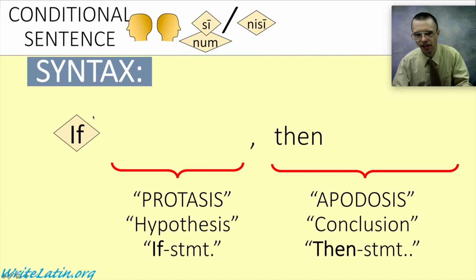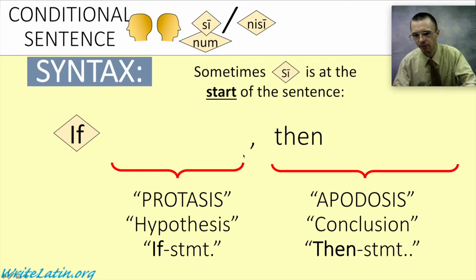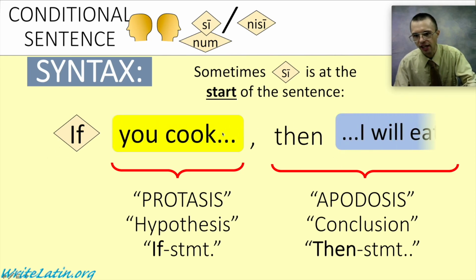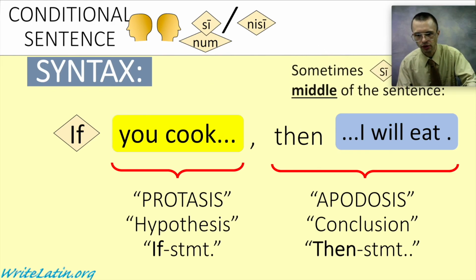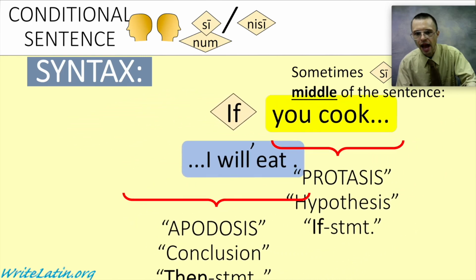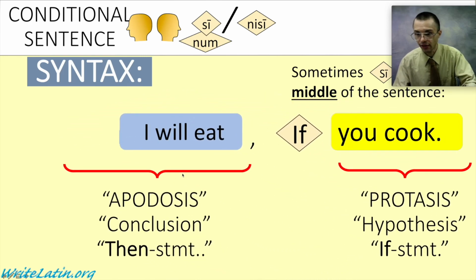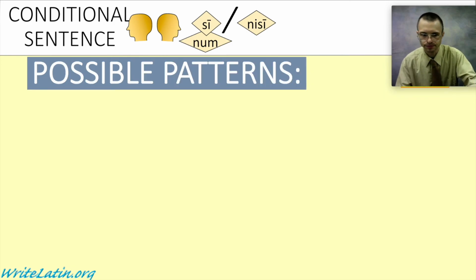And the if and the then are going to be riveted to their clause. They never separate from their clause. So sometimes they may flip places, but the if and then will flip places also, just like this. If you cook, then I will eat can flip places to I will eat if you cook. See how that happened? And notice this one on the right is still the protasis, and that one on the left is still the apodosis. So you can encounter conditional sentences in either format.